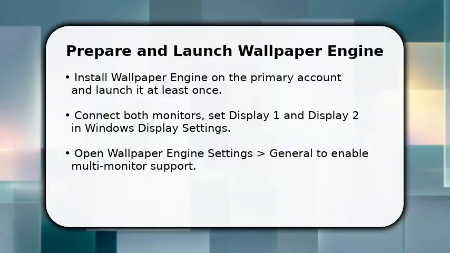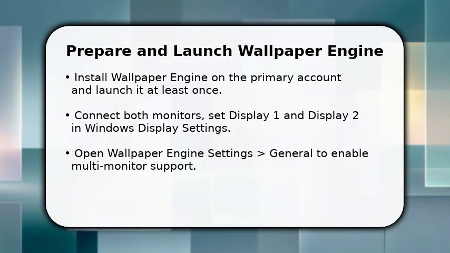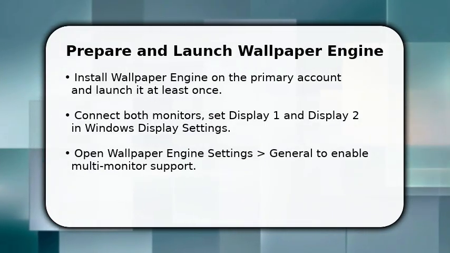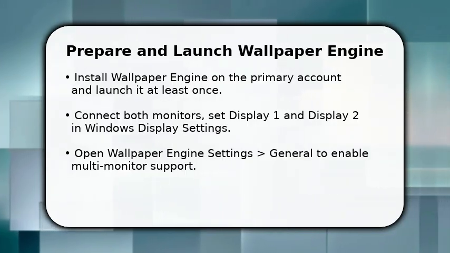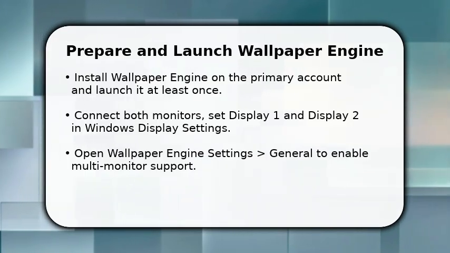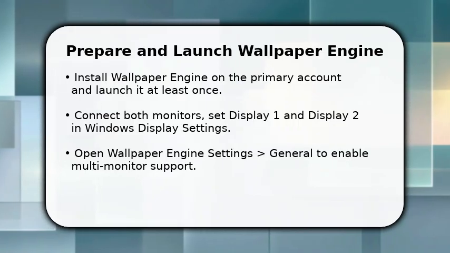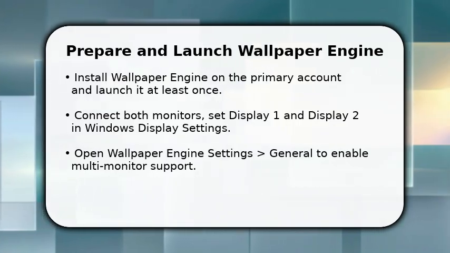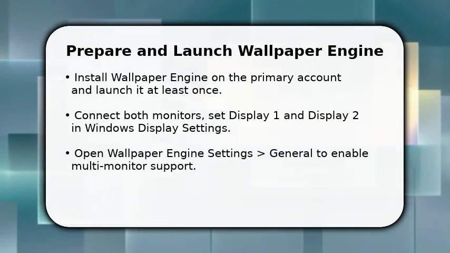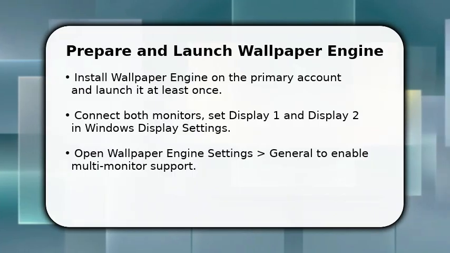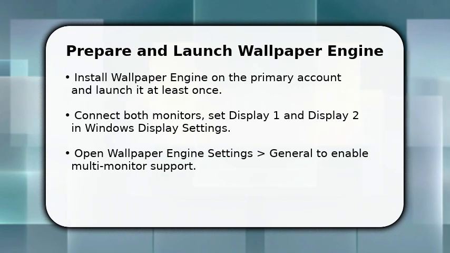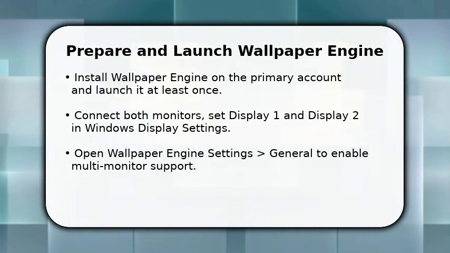Please enjoy the video. You start by making sure Wallpaper Engine is installed and run once so it registers with Windows. You must have both monitors connected and identified as Display 1 and Display 2 in display settings. This ensures the app assigns wallpapers correctly. Once done, open Wallpaper Engine and go straight to Settings, General, and enable multi-monitor support so the software can detect both screens. This step is critical because Wallpaper Engine uses Windows Display Order to map wallpapers across screens.